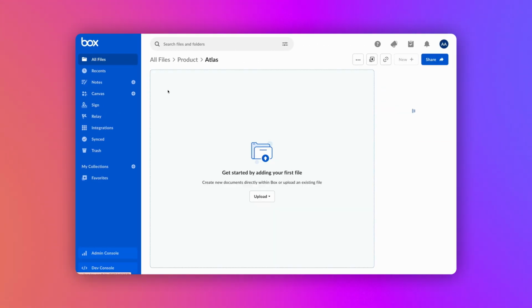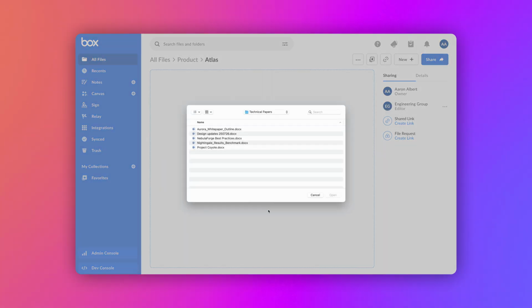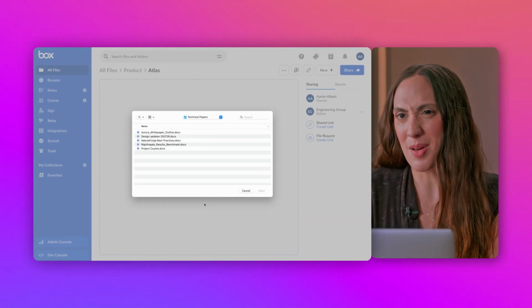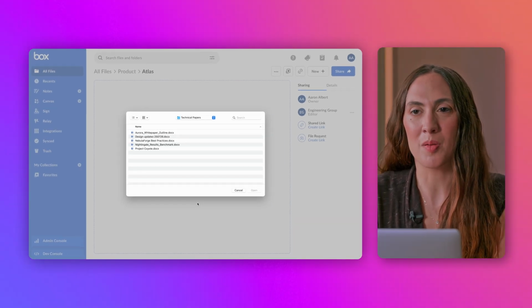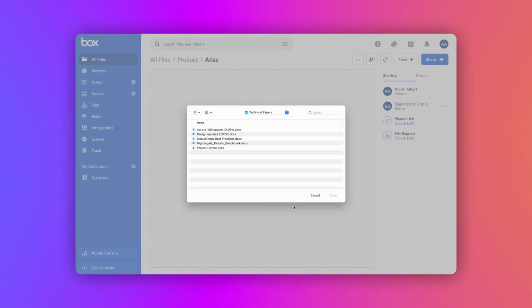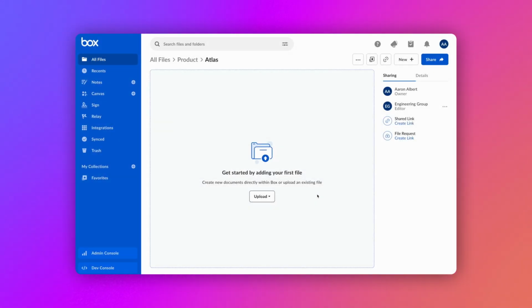A product manager is about to upload documents into Box related to their product, Atlas. Some of these documents are technical papers explaining the inner workings of the Atlas cutting-edge design, and some of them are just how-to guides that can be distributed publicly. Can you tell which is which? Yeah, whoever created these files did not use helpful file names.